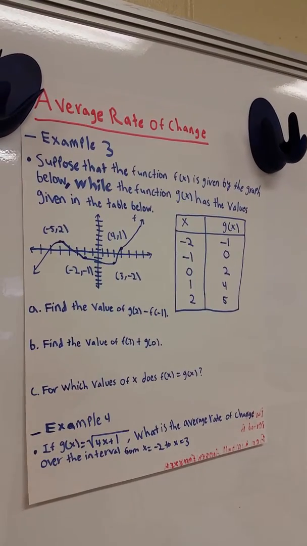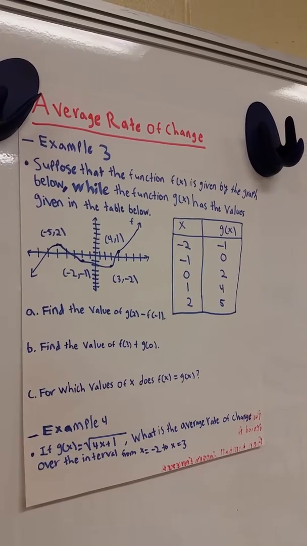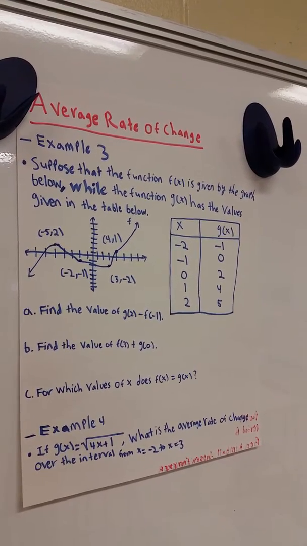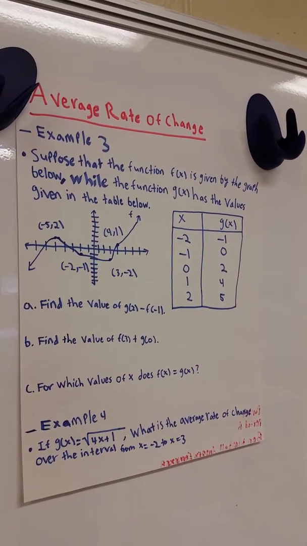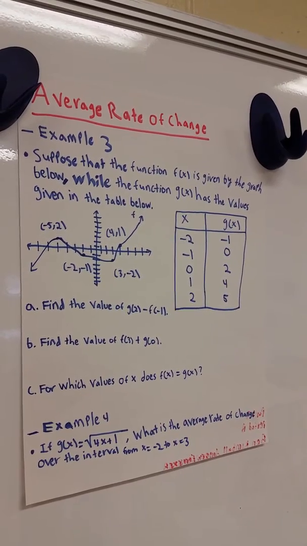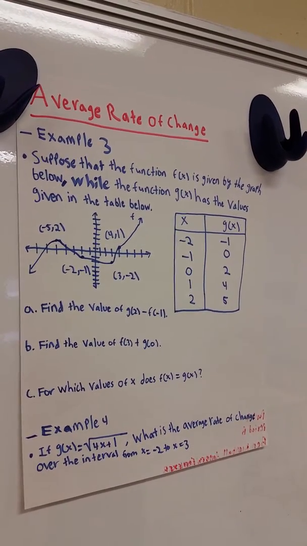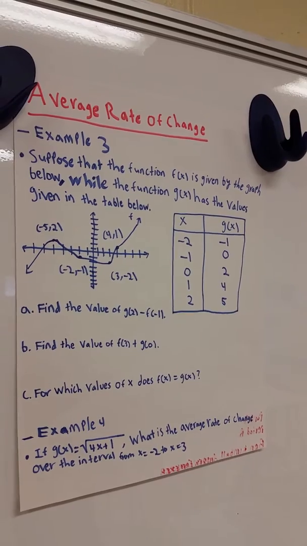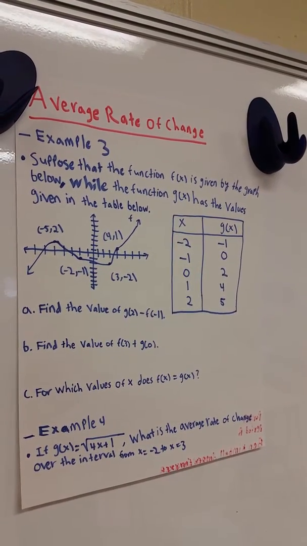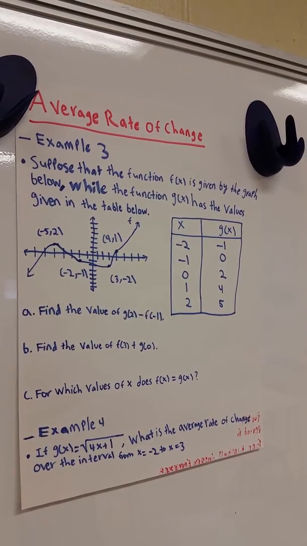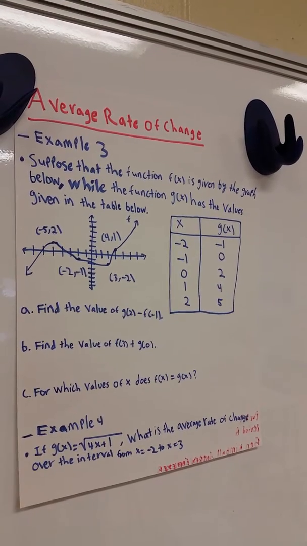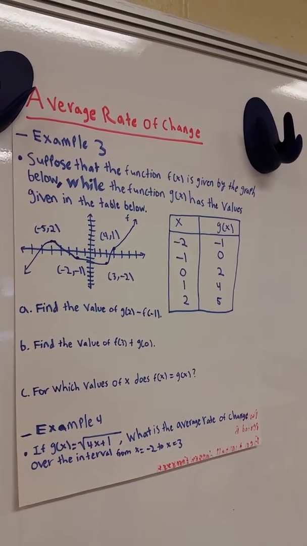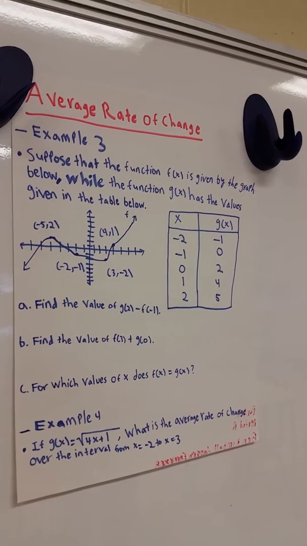For example 3, the question says, suppose that the function f of x is given by the graph below, while the function g of x has the values given in the table below. A. Find the value of g of 2 minus f of negative 1. B. Find the value of f of 3 to g of g of 0. And C, for which values of x does f of x equal g of x?